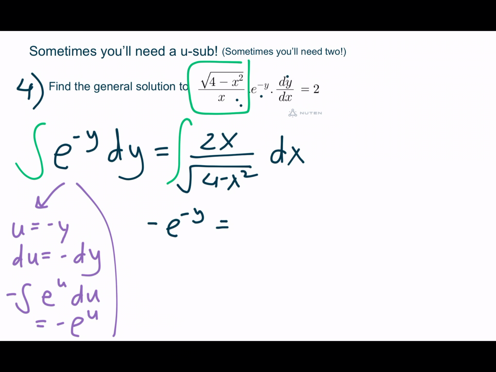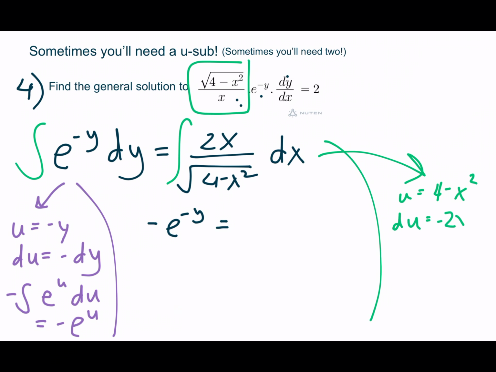Okay. On my other side, I also need a u-sub. So I'm going to do this over here. I'm going to let u be the inside of the composite. So u is equal to, not the square root, but the stuff inside the square root. u equals 4 minus x squared. du then would be negative 2x dx. Okay, I don't have a negative 2x dx. I have a regular 2x dx. I'm going to throw a negative there too.